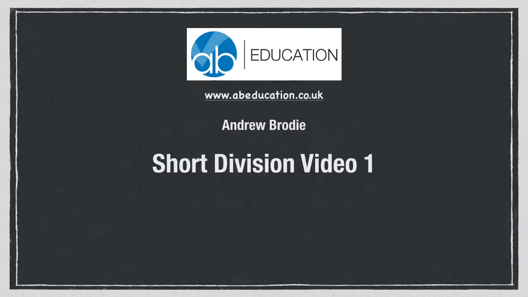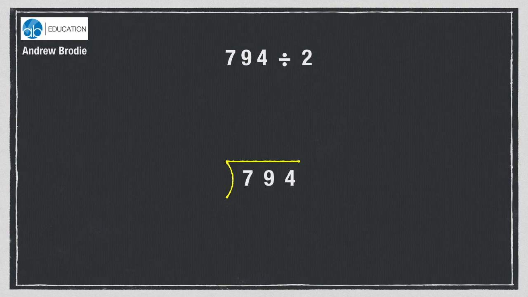Short division video 1. In this video we are looking at questions such as 794 divided by 2. Lots of people call this the bus stop method because the diagram looks a bit like a bus shelter. We write the 794 inside the bus shelter and the 2 on the outside. We look first at the 7, which of course represents 700s.